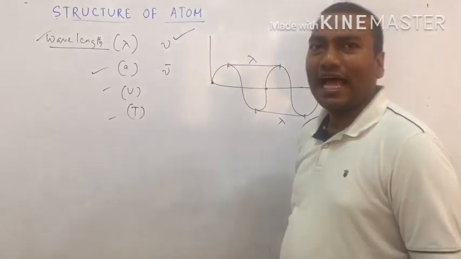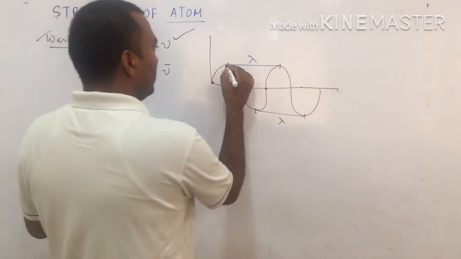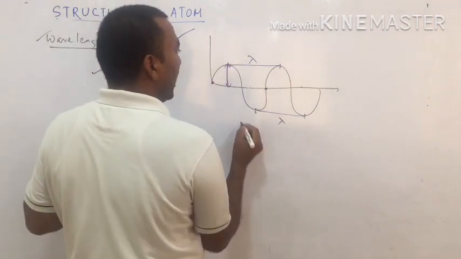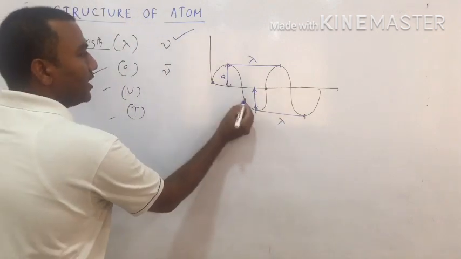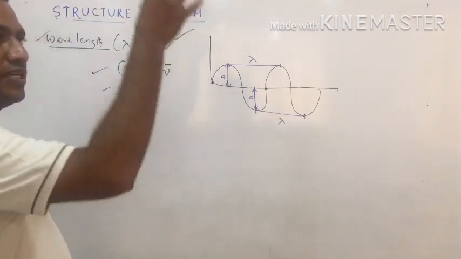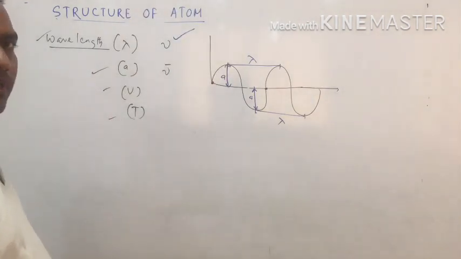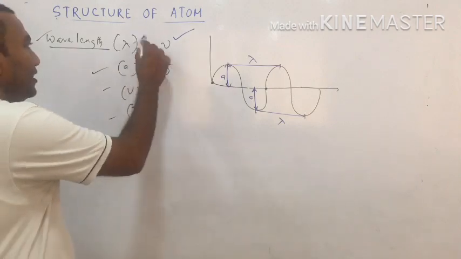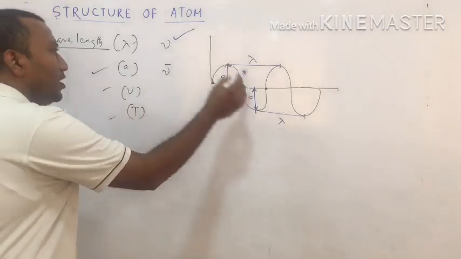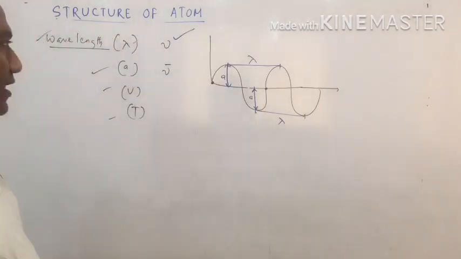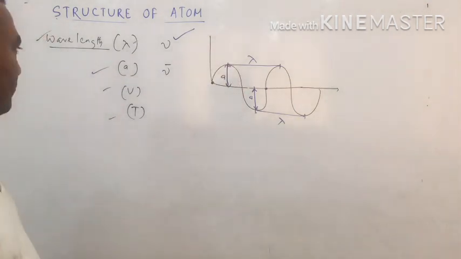Next is amplitude. What is the meaning of amplitude? Amplitude defines the maximum height of the crest or the depth of the trough. Its SI unit is also meter, because it is a distance. Clear now? So lambda is the shortest distance between two consecutive crests or troughs. Frequency is the number of cycles per second. Amplitude is the maximum height or depth of the trough.